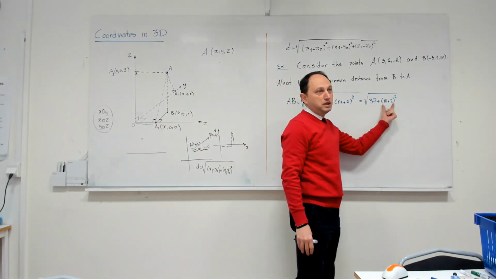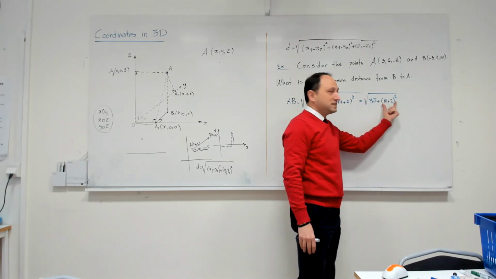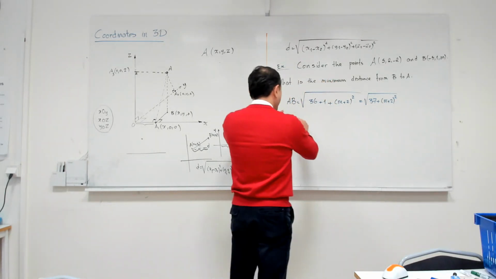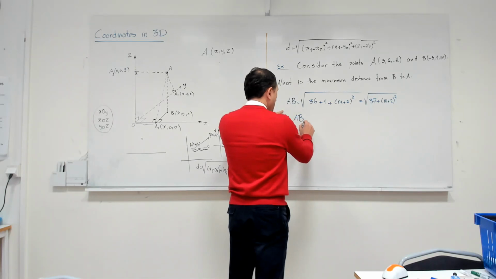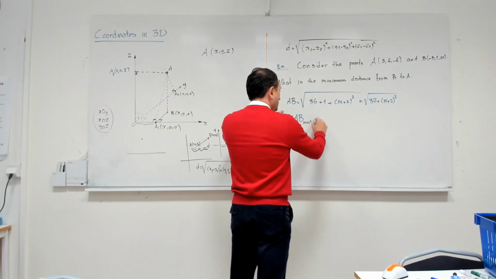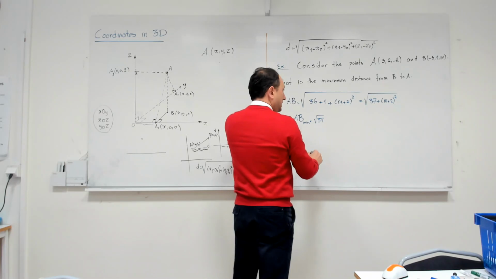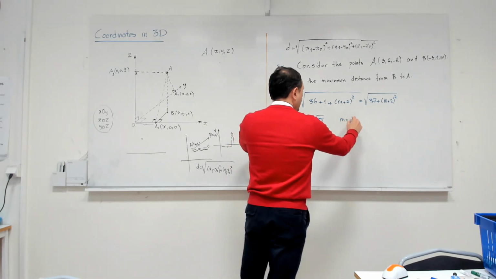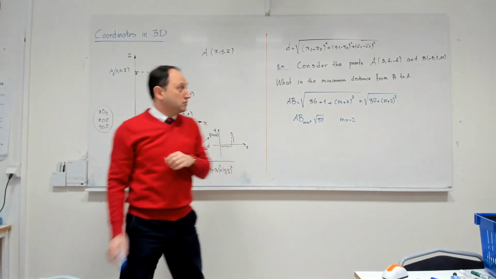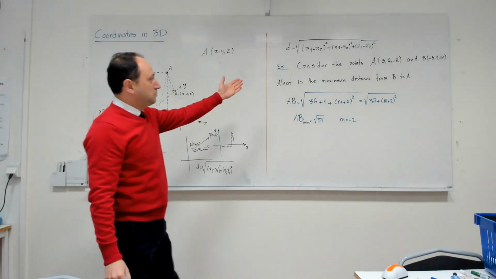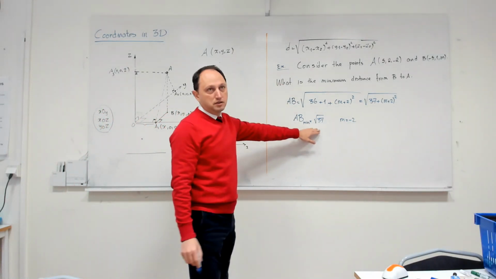But what is the minimum? The minimum of this is 0, so it means that if you ask about the minimum of AB, the answer is the square root of 37. It occurs when I choose m equal to -2. So which one is wanted? The minimum value is wanted, so that is the minimum.